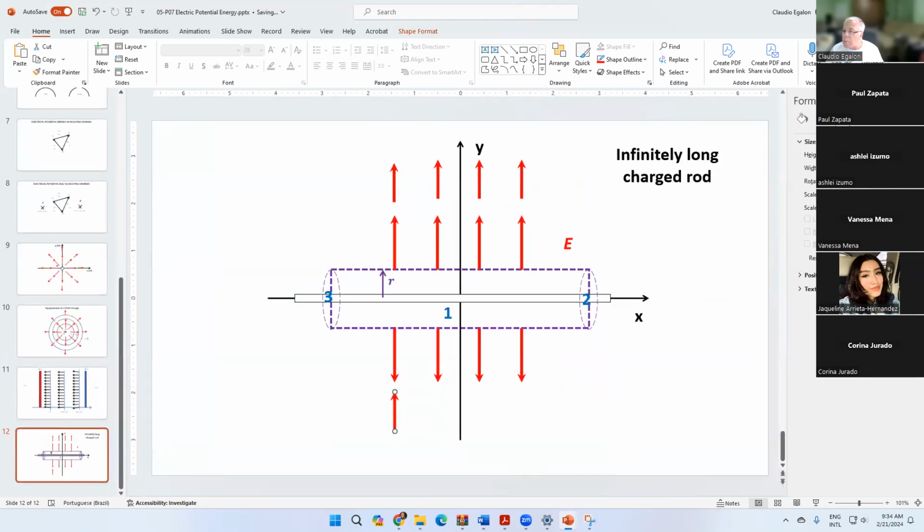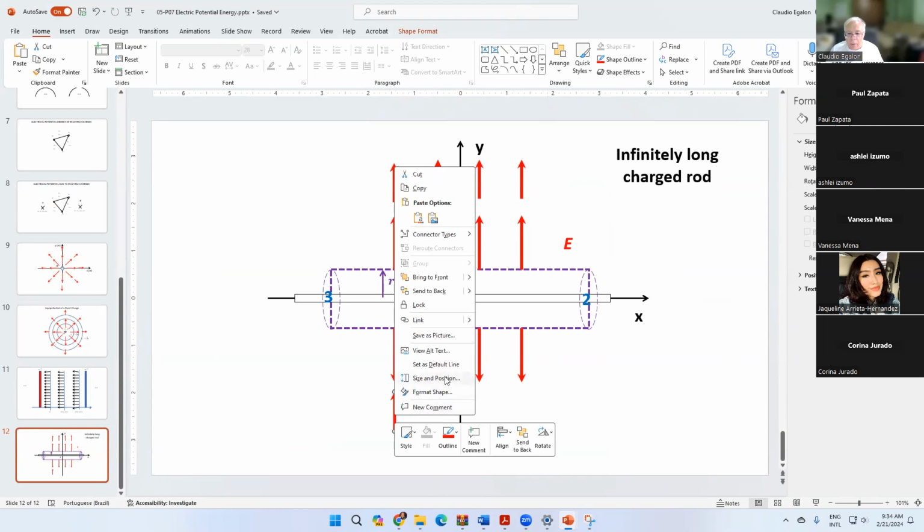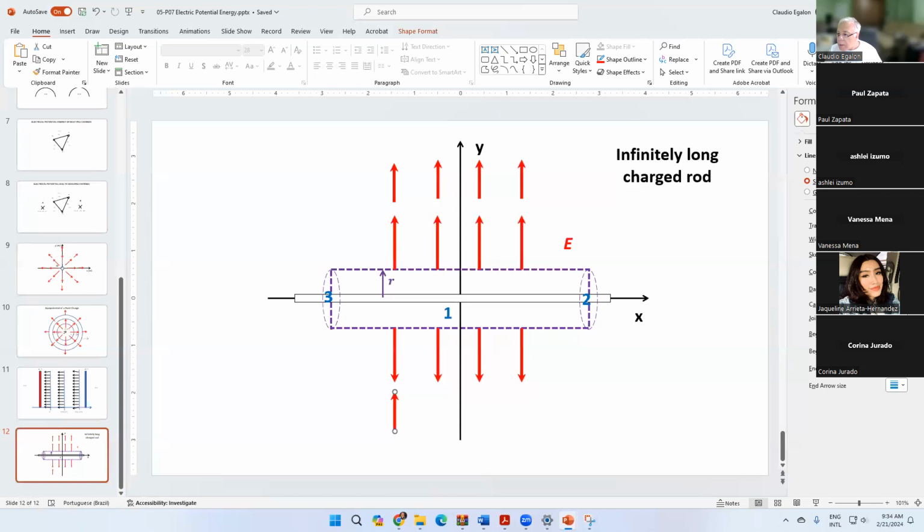Size and position. Position, no, that's not what I want. It's not size, it should be size and format shape. That's the one. Invert the arrow. Okay, here you go. Invert the arrow. Invert the arrow. It's not a uniform field, right?